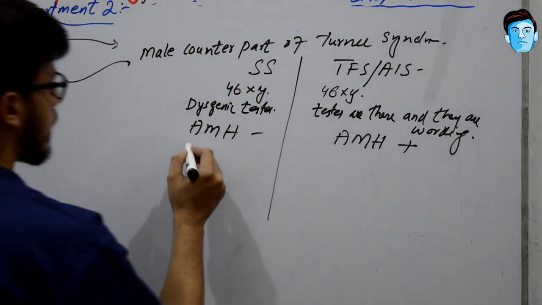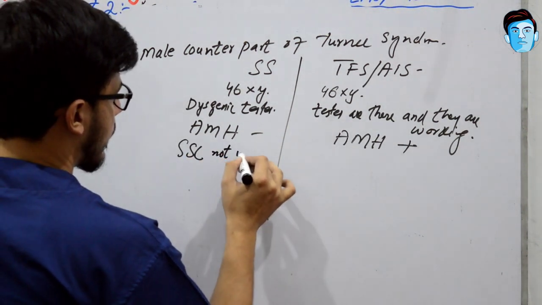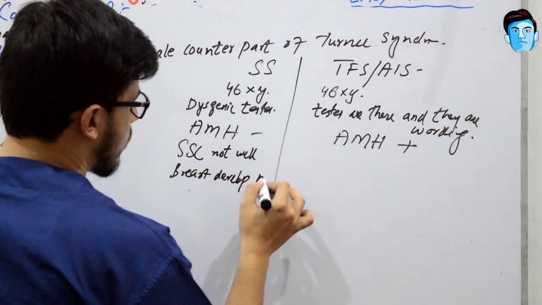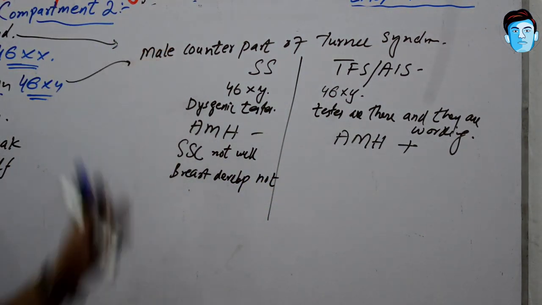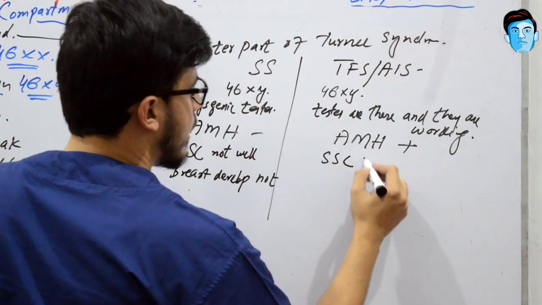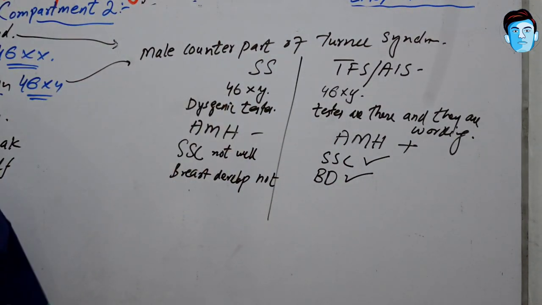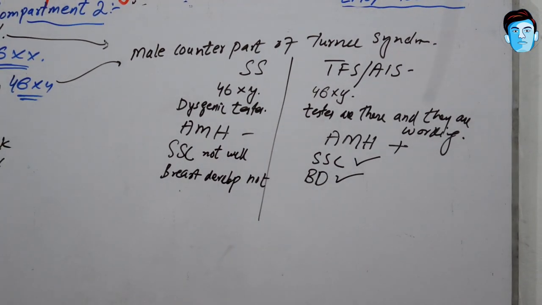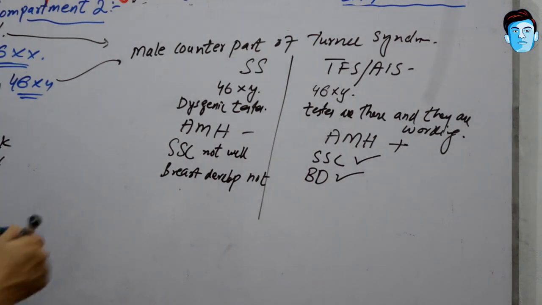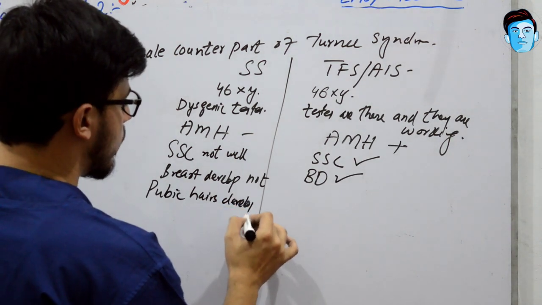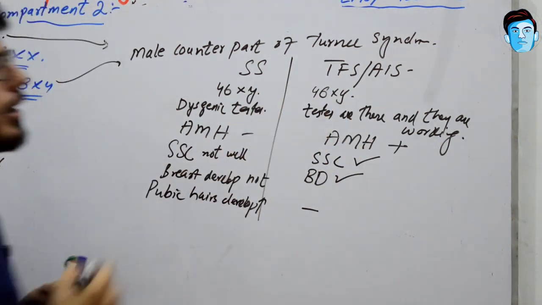Now, the secondary sexual characteristics are not well developed, and the breast development is also not full in Swyer syndrome, but the secondary sexual characteristics are well developed in TFS syndrome. Also, the breast development is best in TFS syndrome. So these are just a few points in order to differentiate Swyer syndrome and TFS syndrome. But the pubic hair development is more in Swyer syndrome as compared to TFS syndrome.